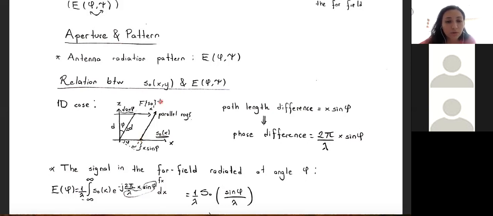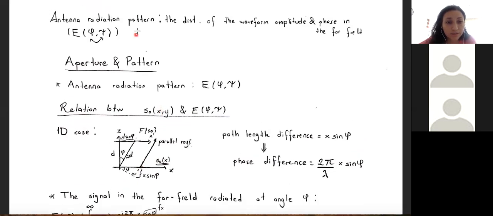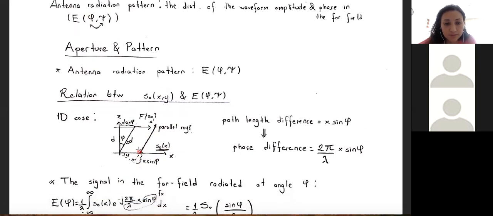Remember that we want to understand the antenna radiation pattern as a function of the spherical coordinate. So I'm going to consider an angle psi, and I want to understand what I'm going to observe at angle psi due to all spatial positions here. First, I'm going to start with a single point x. From the single point x, what is coming to me at angle phi is S0x. That's its magnitude, or its amplitude, because it can be complex as well.